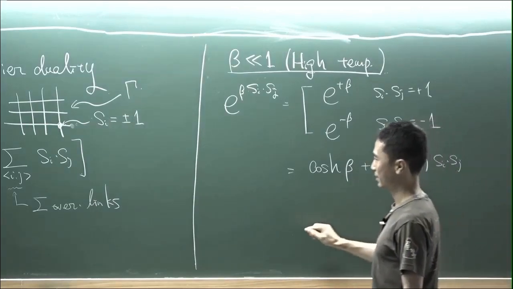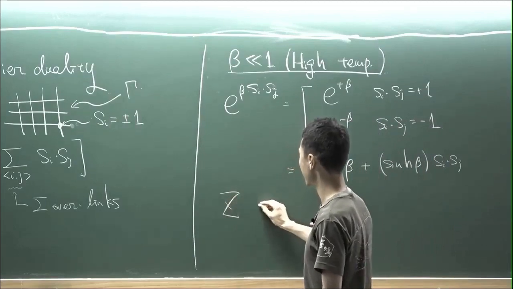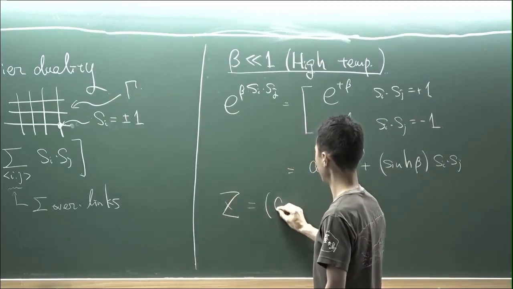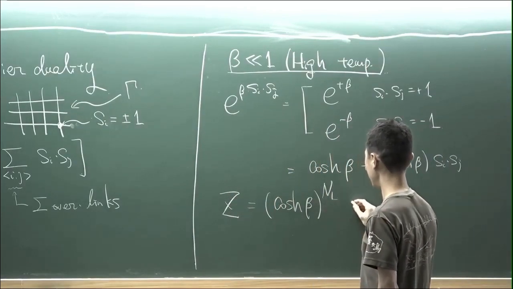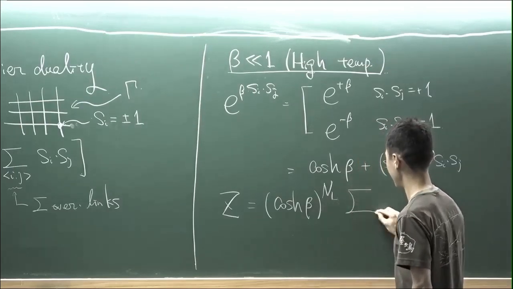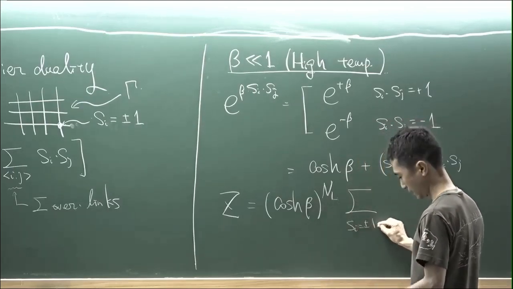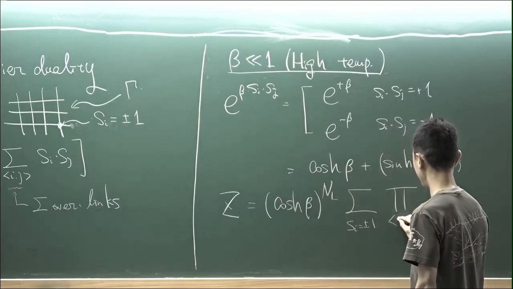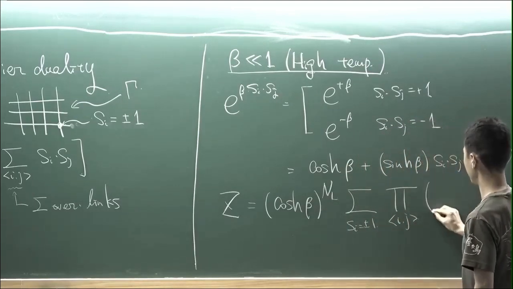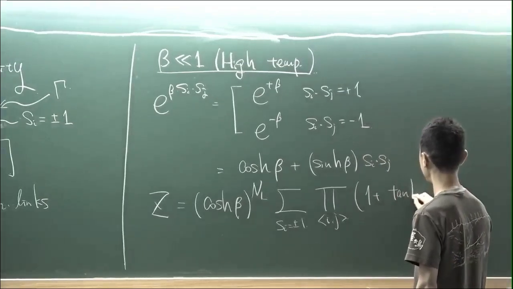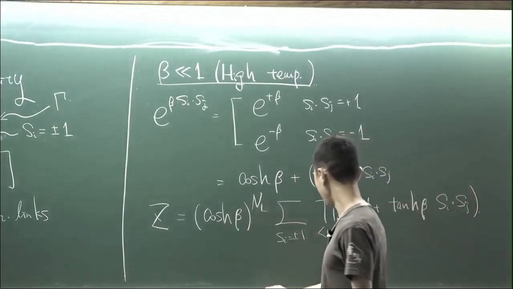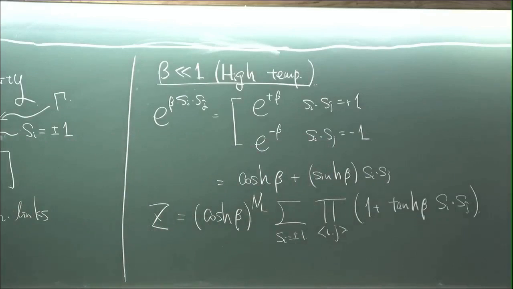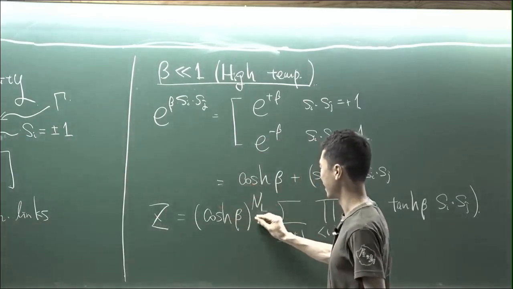If you use this expression, then you can rewrite the partition function in this way. You have cosh beta to the N_L. Let me first write the expression and then explain what it means. Then I have a product over links of 1 plus tanh beta s_i s_j. Here N_L is just the number of links, the number of edges in the graph.